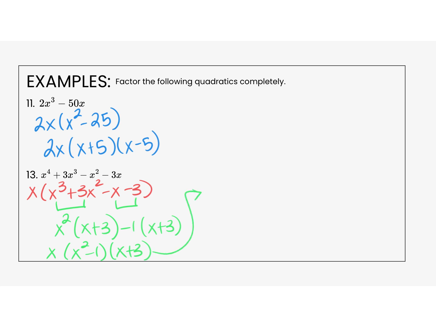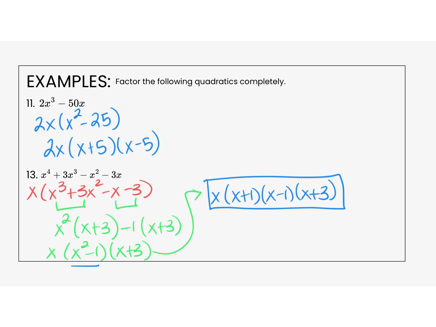Now from there, x squared minus 1 is a difference of squares. So I can take that one step even further and write x times x plus 1 times x minus 1 times x plus 3. That would be my final factored form.